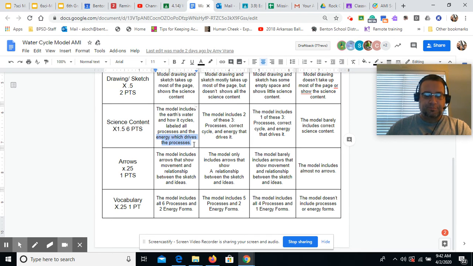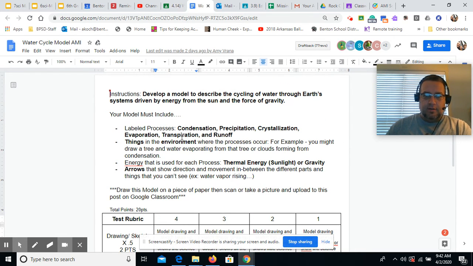Go to transpiration. What causes transpiration? What energy source is causing that? Condensation: what energy source, or lack of energy source, a change in energy, is causing that? Go to precipitation, crystallization, and then runoff. Do they all have what's causing this energy, or what's causing this water to change? As you're going through there, take your time and slow down. Look at this through.